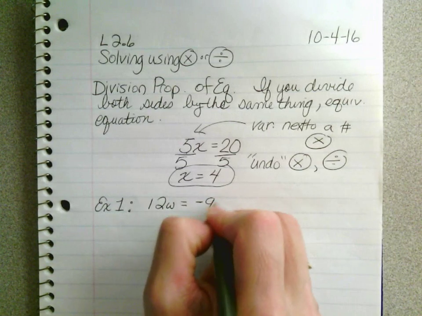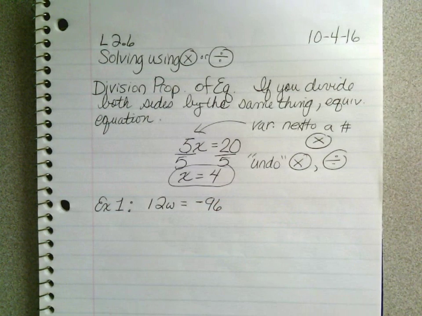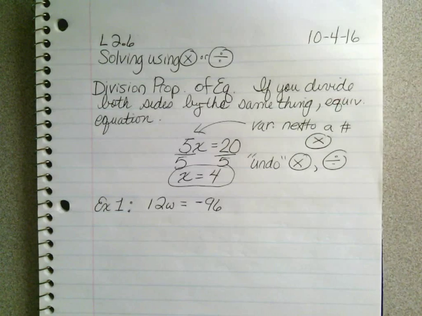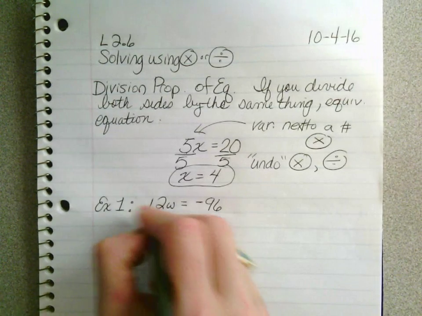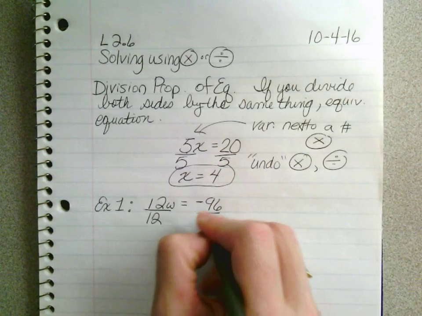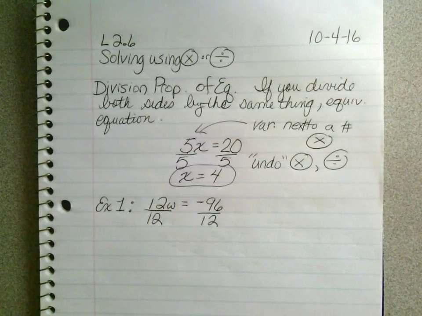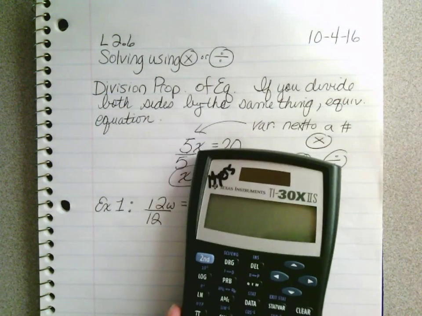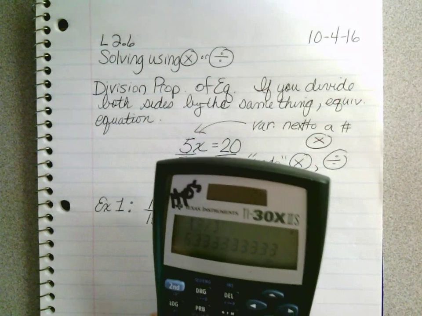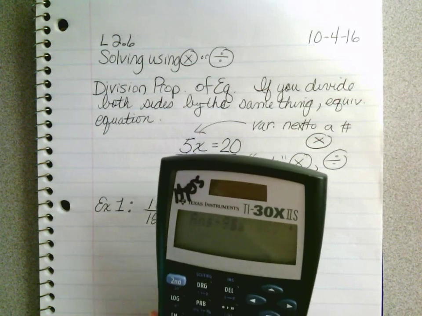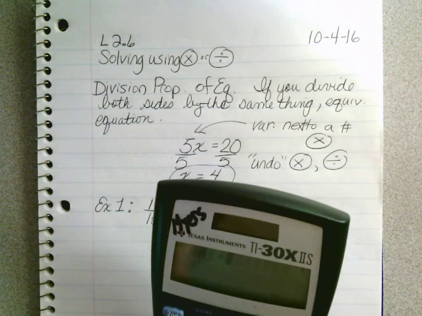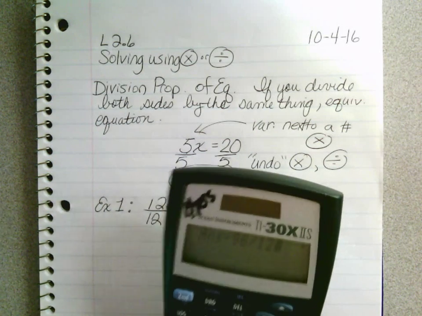12w equals negative 96. What is 12 being multiplied by to produce a negative 96? If you don't know, which I'm not sure how many of us have our 12s memorized, divide by 12. And after you've thrown your calculator on the floor, you can discover that negative 96 divided by 12, let's see what that gives us.